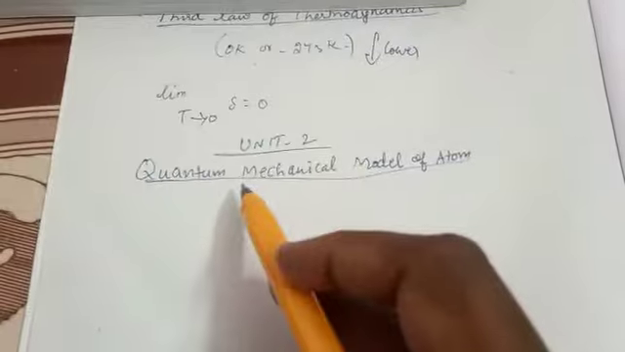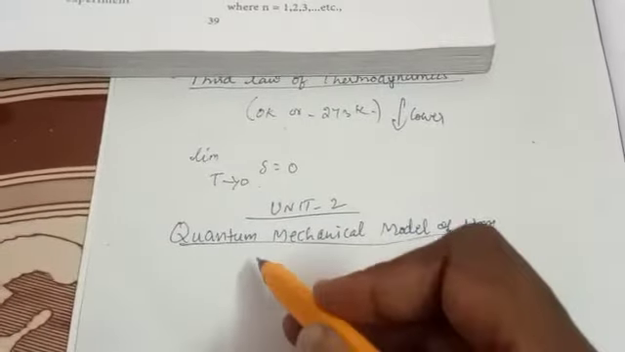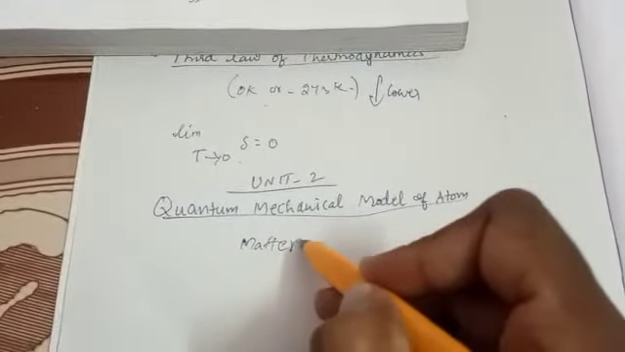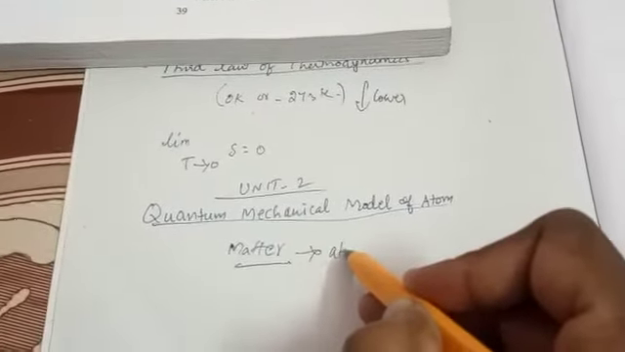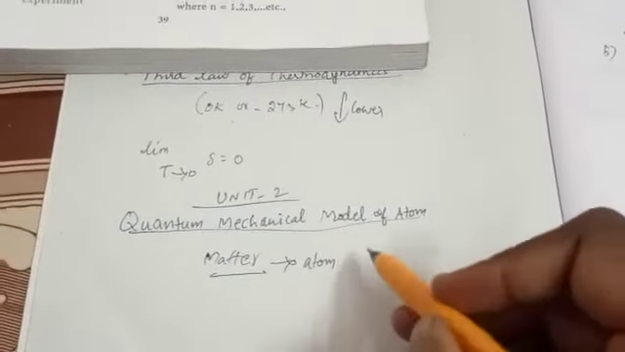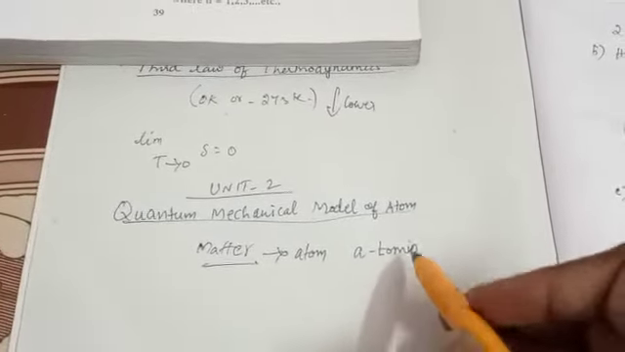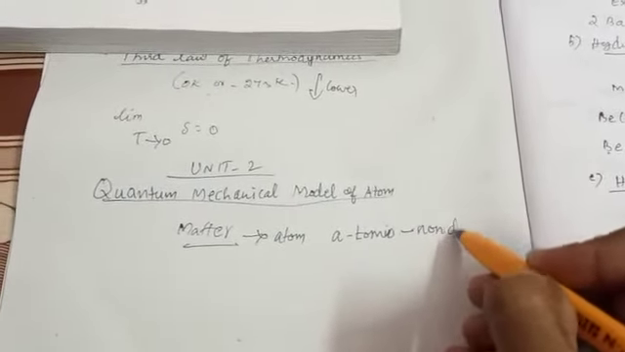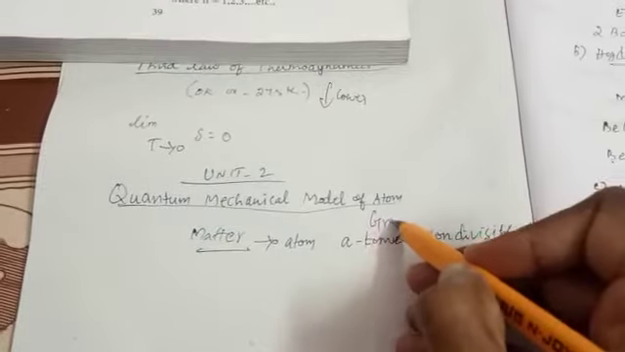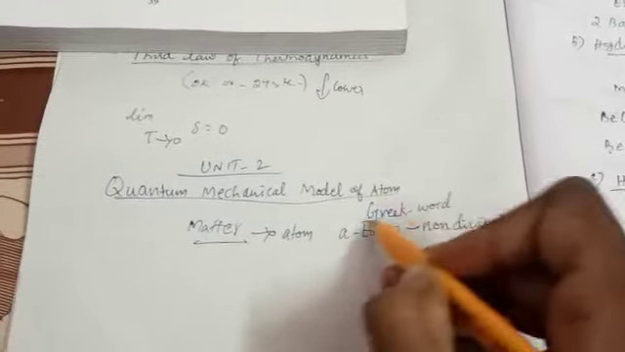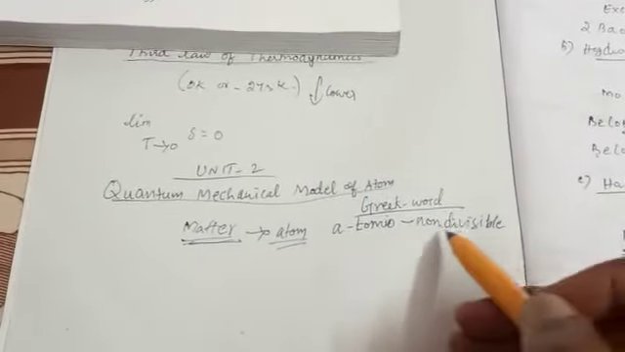Next lesson, the quantum mechanical model of atoms. The development of atomic models: all things are made up of matter only. The basic unit of all matter is the atom. The word atom is derived from the Greek word atomos, which means non-divisible. All things are made up of matter, and inside matter only atoms are present.